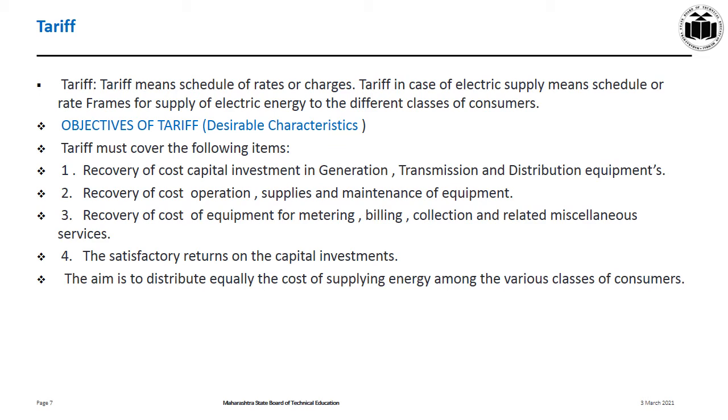Now the second point is the recovery of the cost of operation, supplies and maintenance of equipment, because there is continuous maintenance of the equipment and the cost of operation is definitely to be considered. Then the recovery of the cost of equipment for metering, billing, collection and related miscellaneous services. The next point is satisfactory returns on the capital investment. So the aim is to distribute equally the cost of supplying energy among the various classes of consumers.